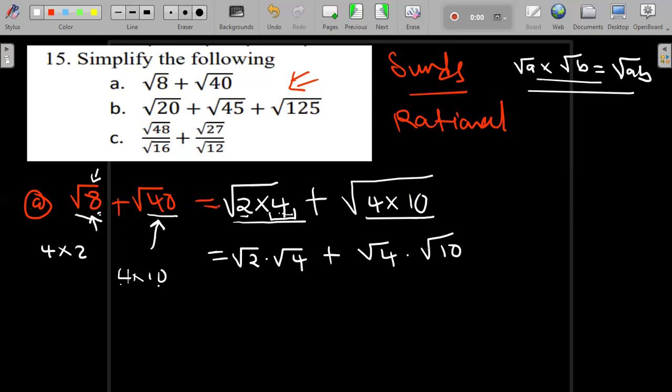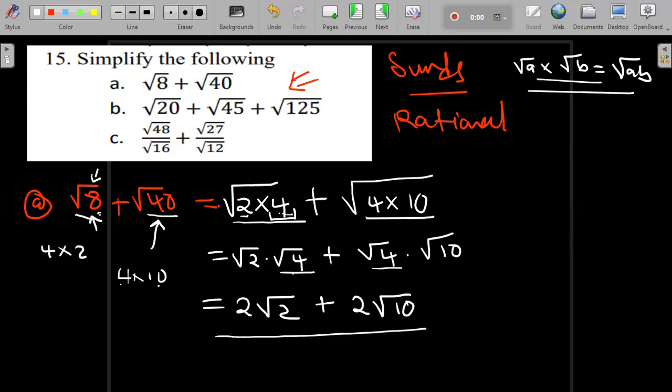All right, so now let's simplify. So what is the square root of 4? Square root of 4 is 2. So 2 multiplied by the root of 2 is going to give me 2 root 2. And then we're going to say plus. Here it will be the square root of 4, which is just 2, and then the root of 10. So we've simplified this guy here. So any questions there?